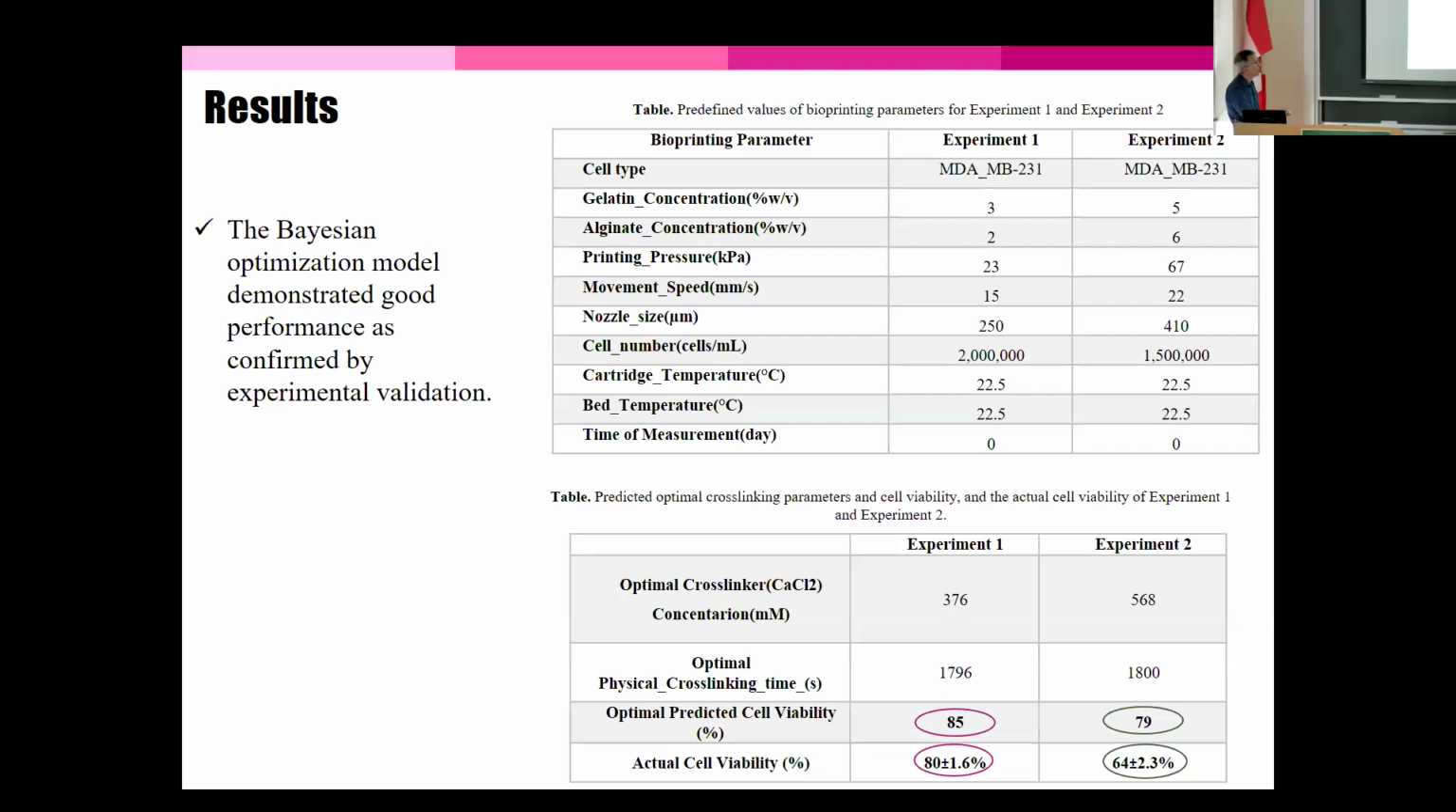And then we realized that we were able, in experiment 1, to increase the cell viability to 85%, something that we never got in any of the experiments. So that was a big achievement, that we were able to increase the cell viability.